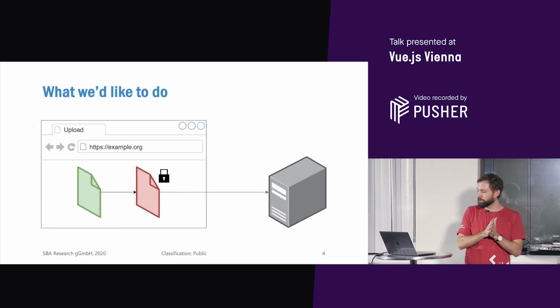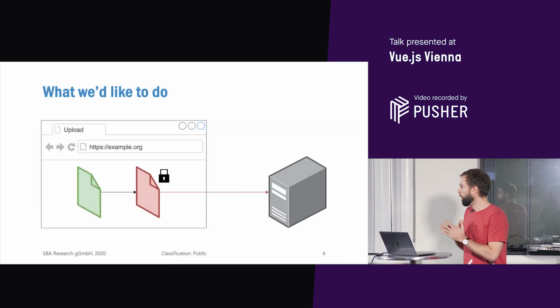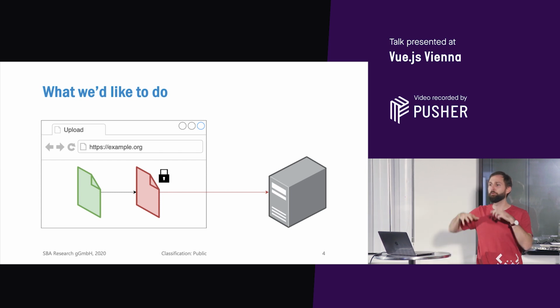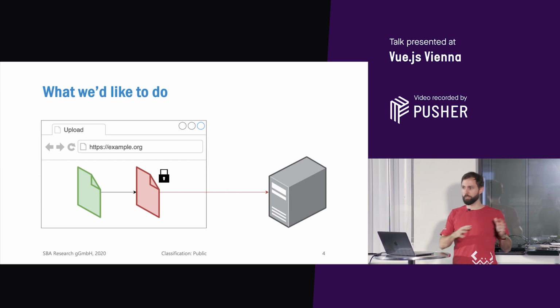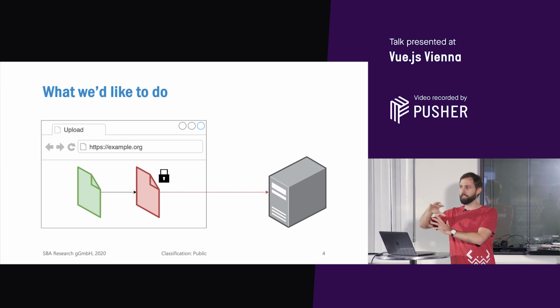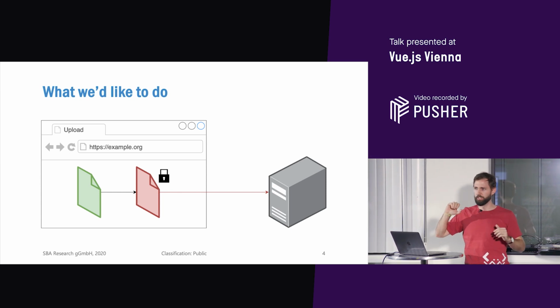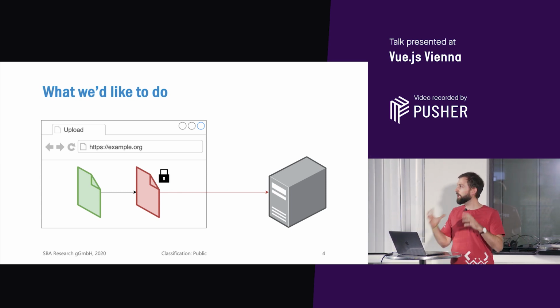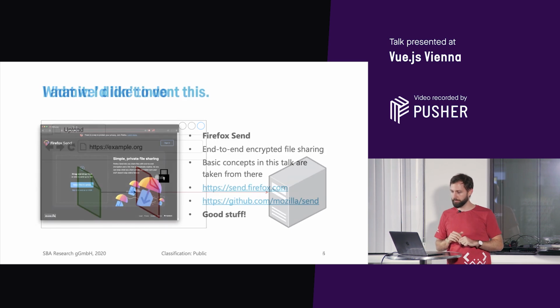Cool, so what we'd like to do. We would like to encrypt the files before they are uploaded to the server. So we're not going to upload something via a secure channel and then store it somewhere on the server and encrypt it there or leave it unencrypted there. We want to encrypt stuff before it leaves the browser. So that's the basic requirement.